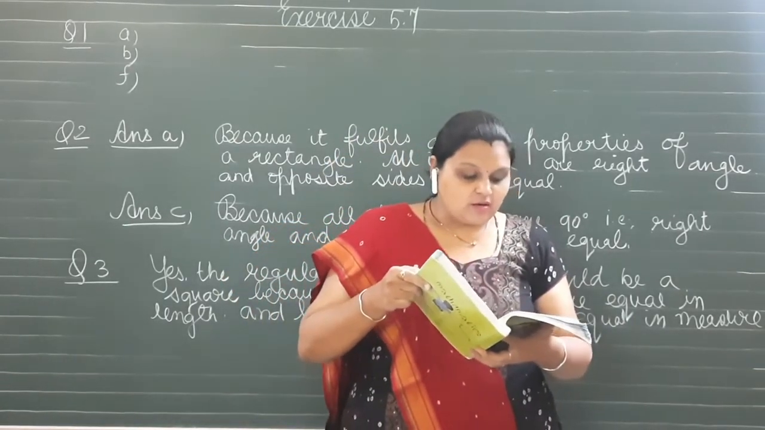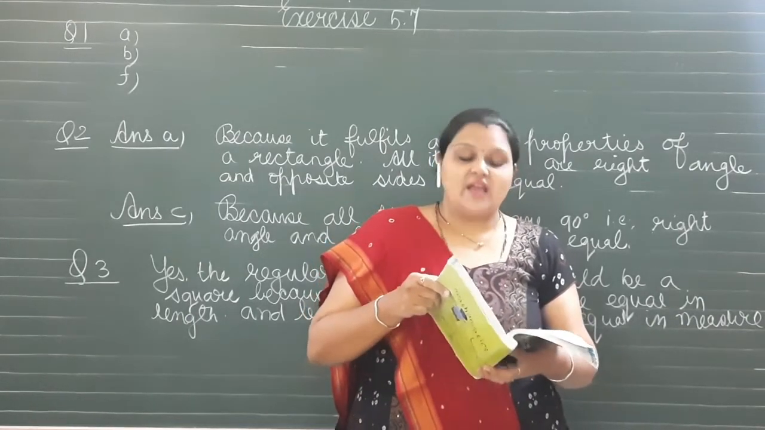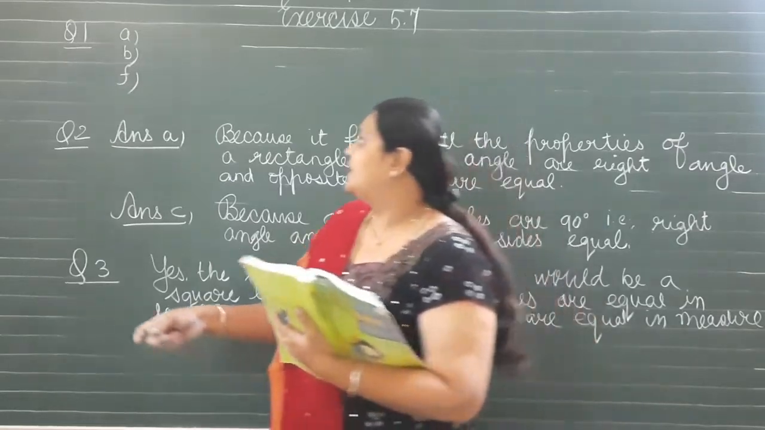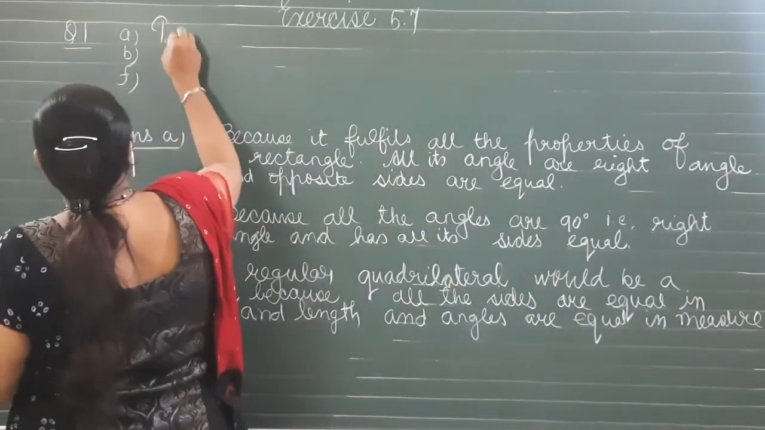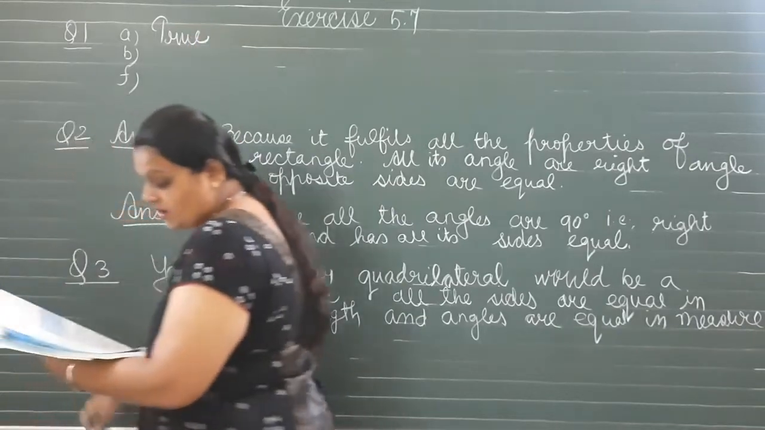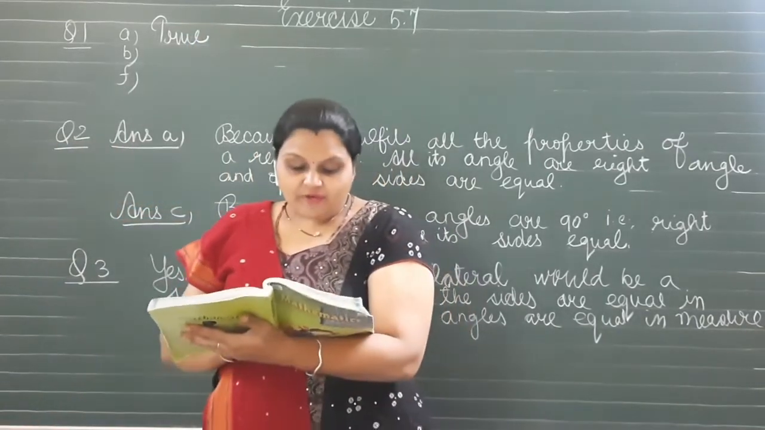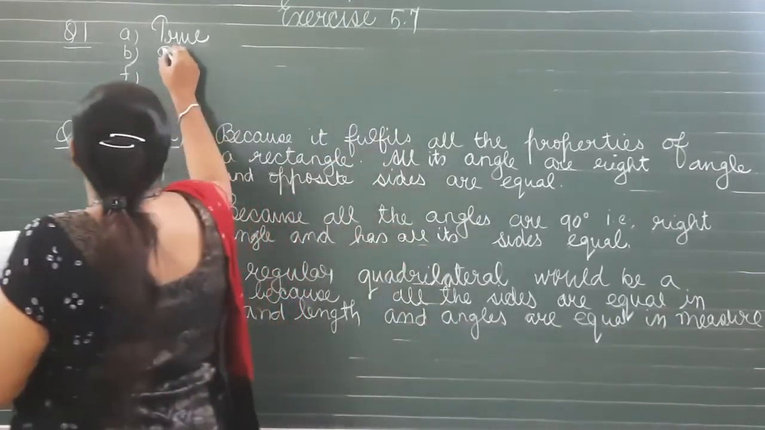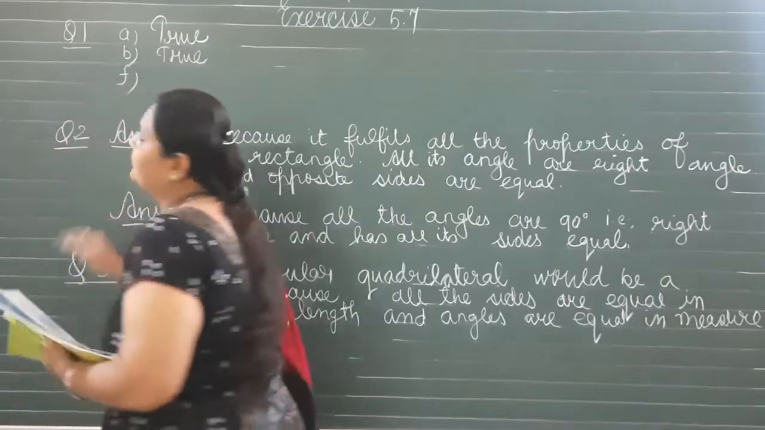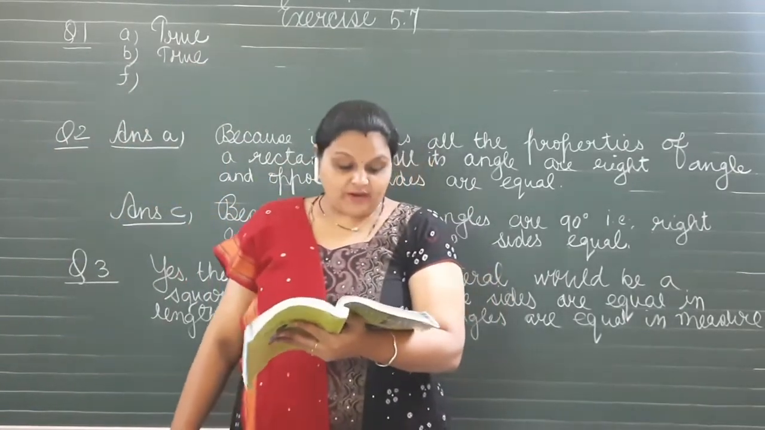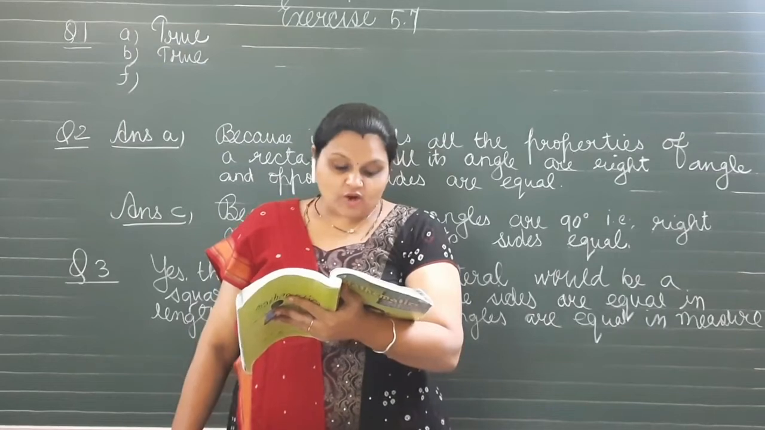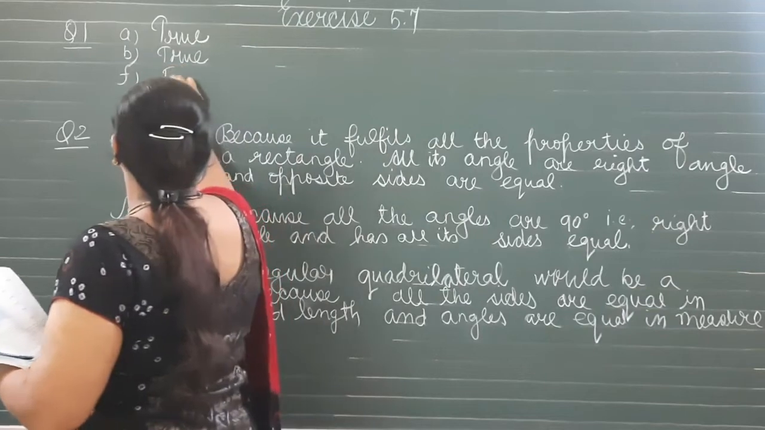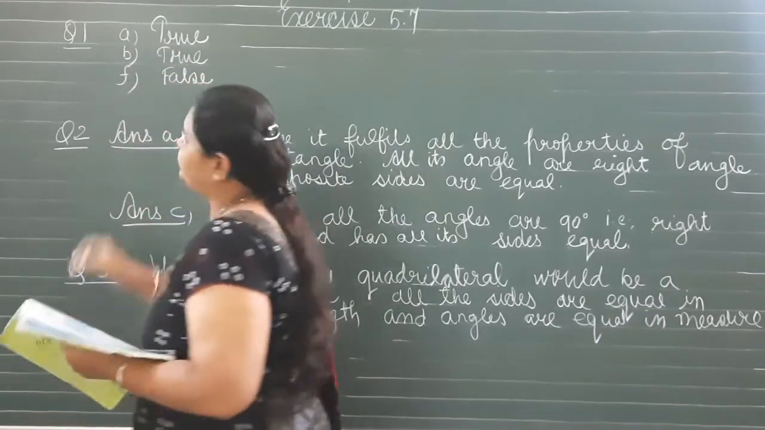A. Each of the angles in a rectangle is a right angle. Now, a rectangle is having right angles inside it, so this statement is true. B. The opposite sides of a rectangle are equal in length. So that is correct. In a rectangle, opposite sides are equal. C. All opposite sides of a trapezium are parallel. This is false. It is not parallel.